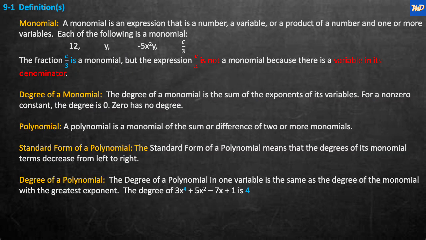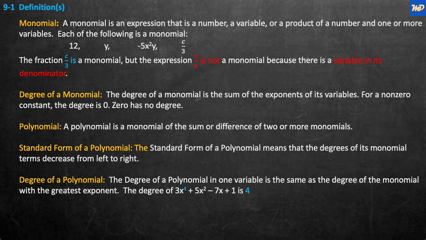Before we get started, let's look at a few definitions. A monomial is an expression that is a number, a variable, or a product of a number and one or more variables. Each of the following is a monomial. The number 12 is a monomial. The variable y is a monomial. Negative 5x squared y is a monomial. And c divided by 3 is a monomial, but the expression c divided by x is not a monomial because there is a variable in its denominator.